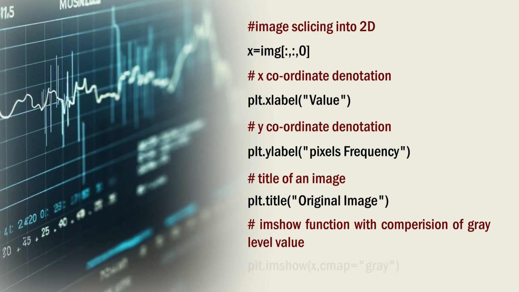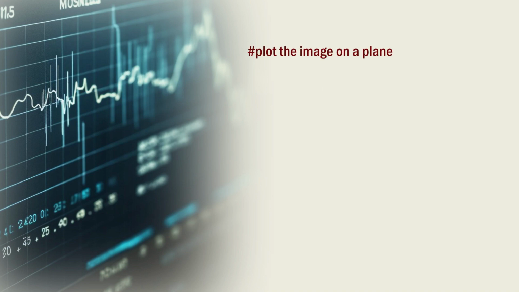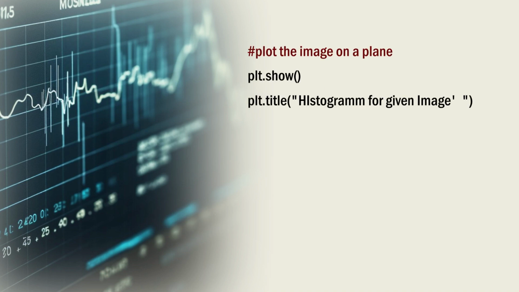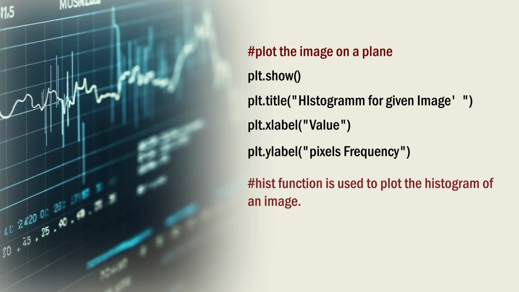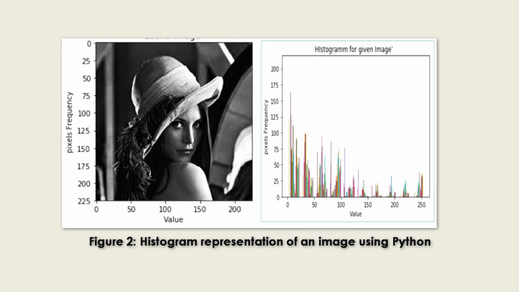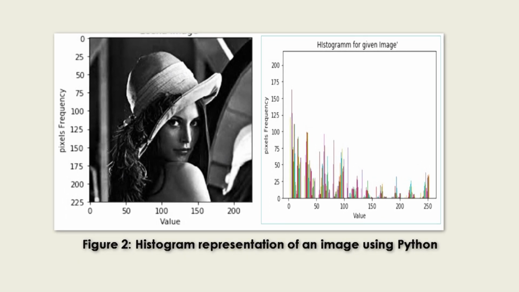We have to implement this code on our system, and we can see that there is a function which gives us the intensity values of that particular image. So, we have to plot that image with its histogram values. The histogram for that particular image is here. We can see in figure 2 that this image represents the histogram representation of an image using Python. In this image we have taken a standard or benchmark image with its corresponding histogram values, which are denoted here on the y-axis and x-axis.